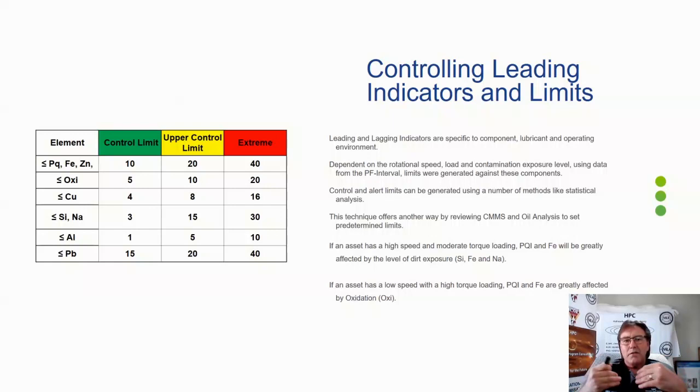If we continue on and use standard deviation, we can go one step further against each of those assets. So if an asset has a high speed and a moderate torque loading, the PQI and the FE will be greatly affected by the level of dirt exposure: silicon, aluminium and sodium. Here we've got a little bit of iron being one of those causes. If an asset had a low speed with a high torque loading, PQI and FE are greatly affected by the oxidation level in this application.